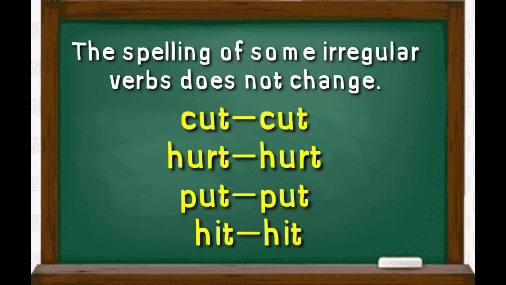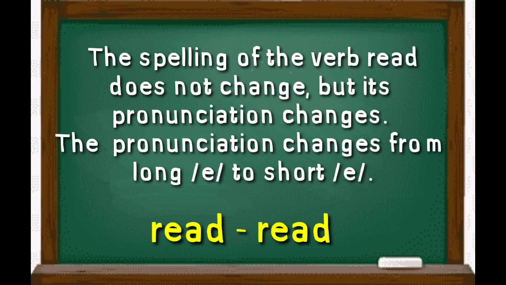The spelling of some irregular verbs does not change. Example: cut, cut, hurt, hurt, put, put, hit, hit. The spelling of the verb read does not change, but its pronunciation changes. The pronunciation changes from long E to short E. Example: read, read.